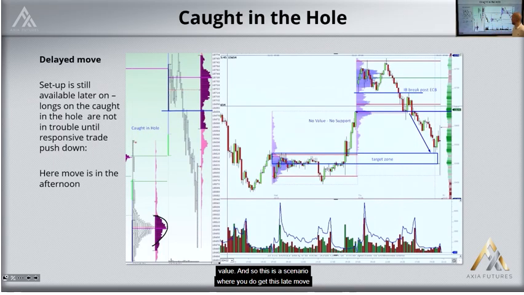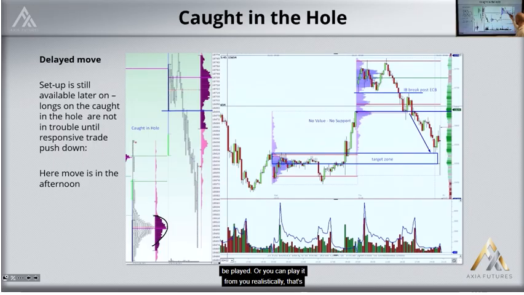And so this is a scenario where you do get this late move, gap up, and then once you create this early initial range, this doesn't really do anything. And you're viewing this as accepting the gap up, consolidation higher, shifts value up. But as soon as you fall out of this range, break the initial balance, and then you fall inside of the previous range, this is where then the caught in the hole can be played.